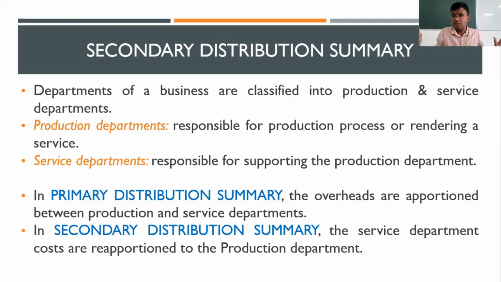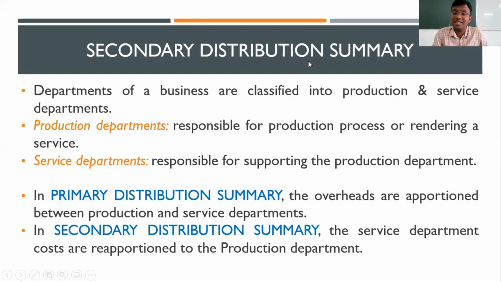Once that division is done, you have to remember that the overhead share given to the production departments, they have the capability to absorb it. Why? Because they are revenue generating in nature. Since they are generating revenue, they have the feasibility to absorb. While in the secondary distribution summary, whatever overhead share is given to the service departments gets reapportioned again to the production departments.